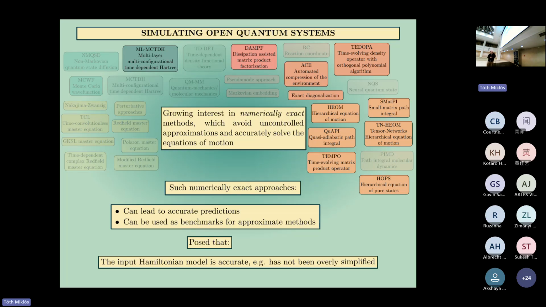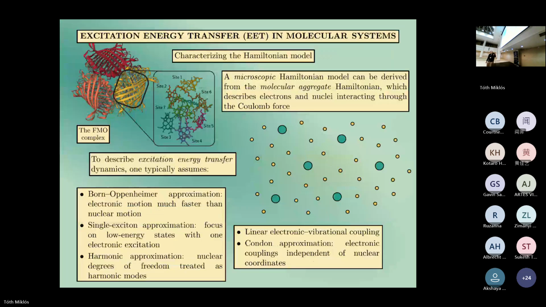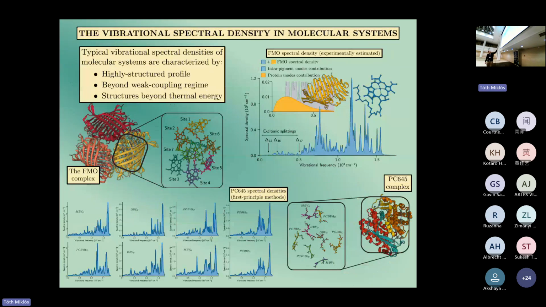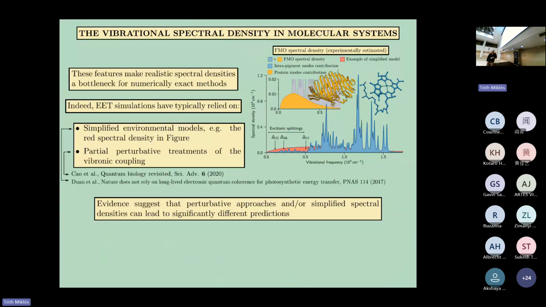And these numerically exact tools can indeed lead to accurate predictions. Most importantly, they can be used as benchmarks for more efficient methods that rely on some approximation. But of course, provided that the input Hamiltonian model that we give to this technique has not been overly simplified. So it's a quite accurate Hamiltonian model. And indeed, the spectral densities appearing here are a huge bottleneck for numerically exact simulations. And indeed, up to now, in order to simulate energy transfer dynamics in molecular systems, until recently, we had to rely on approximations.